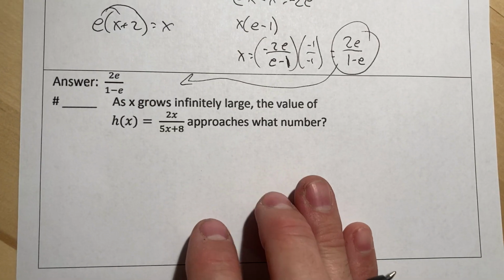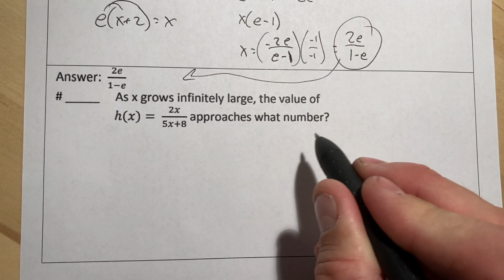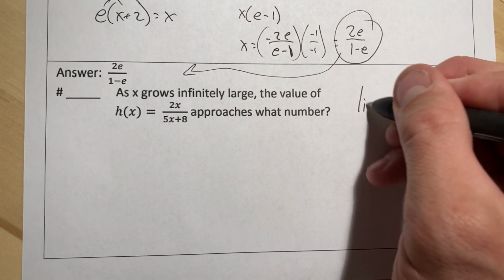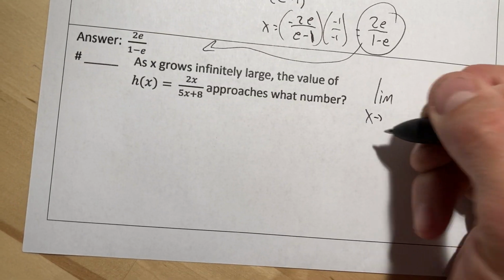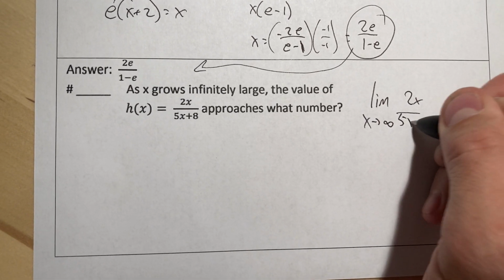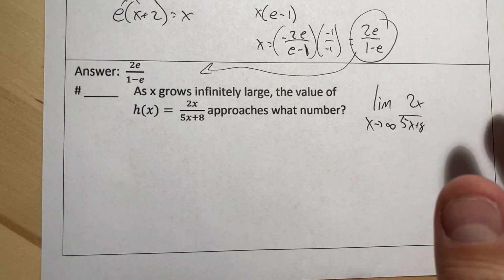Last one. Maybe 7, 8, 9, 10, 11, 12. We'll call this number 12. Number 12. As x grows infinitely large, what is the value of that as it approaches what number? Now, if x grows infinitely large, some of you might say, isn't this thing called a limit? Now, we'll talk about this next week. A limit as x approaches infinity of 2x over 5x plus 8. Can I just do that? Slow down, slow down. Yes.